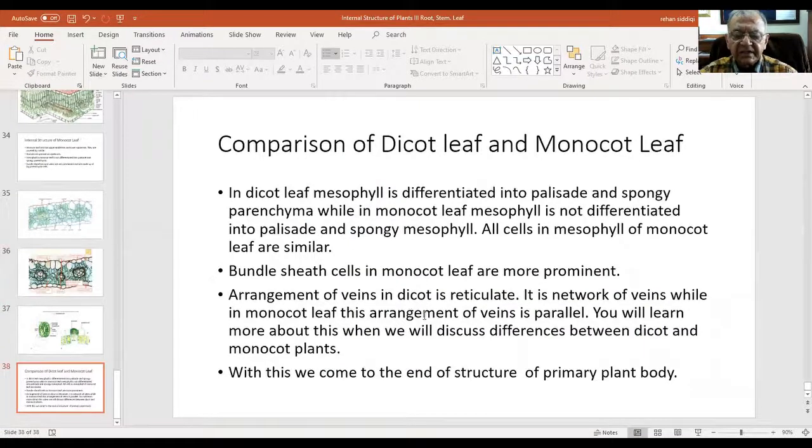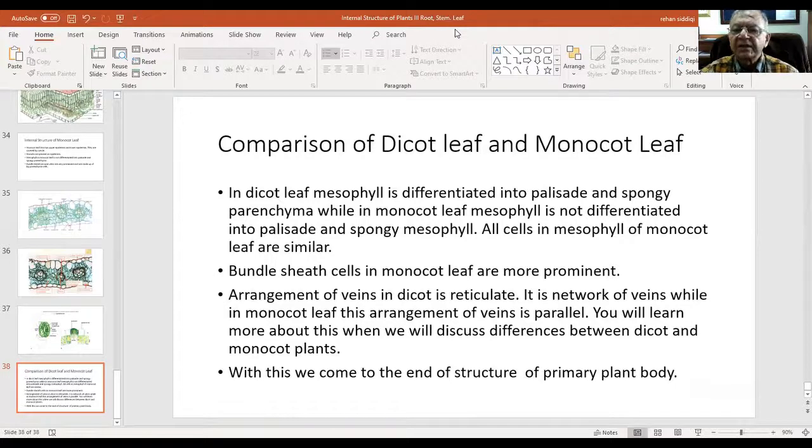Again, here it tells you about the comparison of dicot leaf and monocot leaf, and you can see that in dicot it is differentiated into palisade and spongy layer, but in the case of monocot it is not differentiated. All cells are similar, and bundle sheath cells in monocot are prominent, and they are not that prominent in the case of dicot leaf.